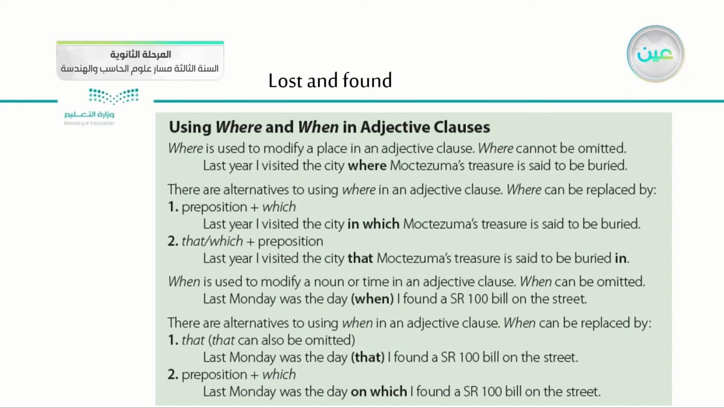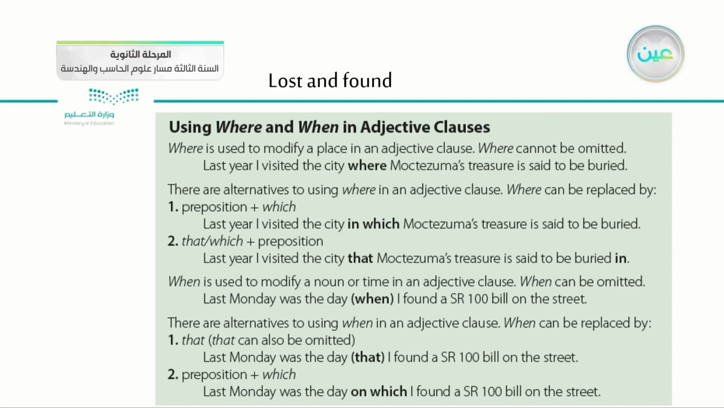If you look at this example here, last year I visited the city where Moctezuma's treasure is said to be buried. As you see here, we used where to describe the noun, which is the city. And here we have the alternatives that we can use instead of where. We have which, preceded by a preposition. For example, last year I visited the city in which Moctezuma's treasure is said to be buried. And we can use that instead of where, plus the preposition. For example, last year I visited the city that Moctezuma's treasure is said to be buried in.